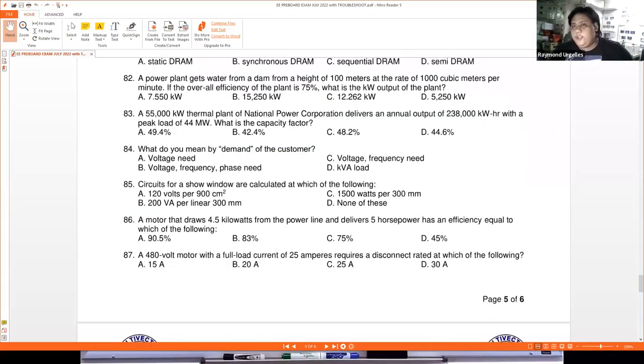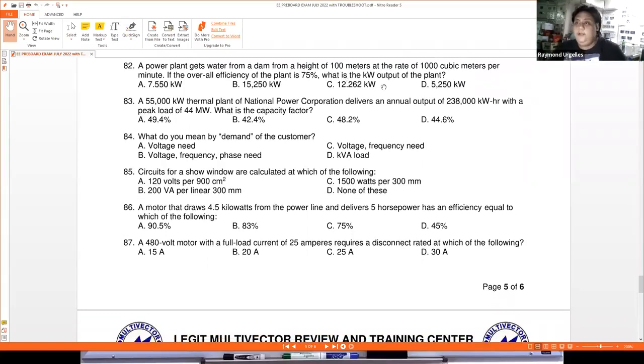Okay. So number 82, this is a storage hydroelectric power plant. Hinahanap lang yung kilowatt output, di ba? So again, remember, the output power is just given by efficiency times Q omega H. Kung i-check nyo yung given, nakalagay dyan, efficiency is 75%. So our volume flow rate is given by 1,000 cubic meters per minute. Okay? So kailangan natin i-convert sa per second. So we have 1 minute for every 60 seconds.